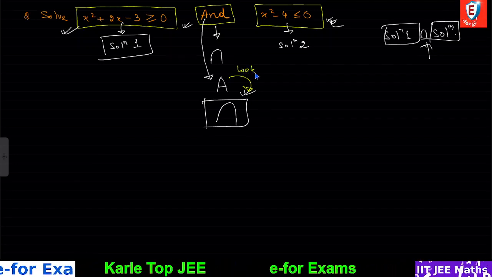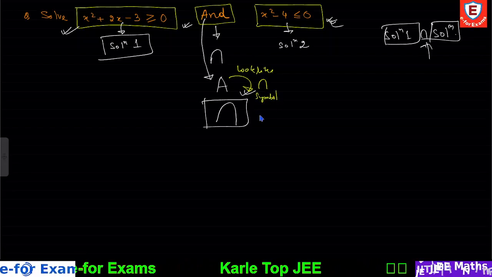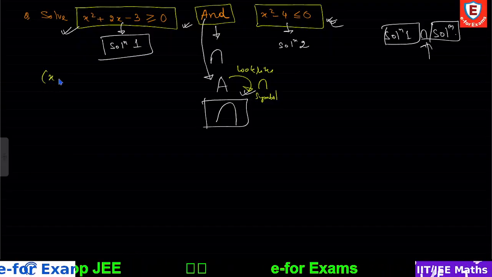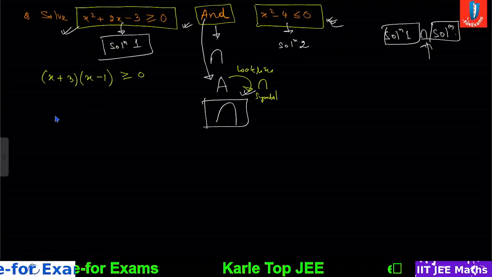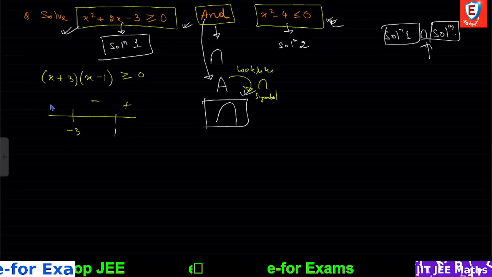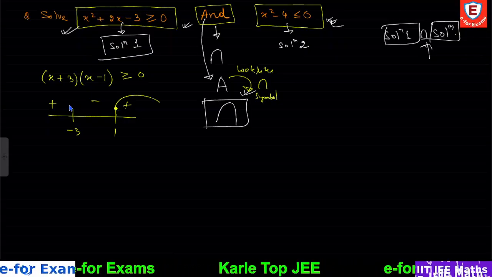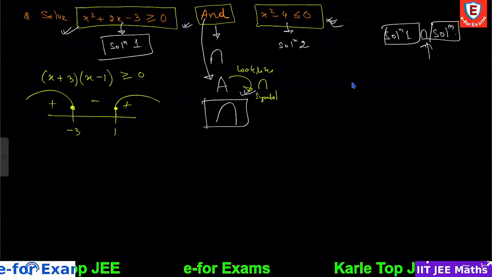The A looks like the intersection symbol. Remember. The first question is x square plus 2x minus 3. We can factorize it as x plus 3, x minus 1 greater than or equal to 0. From here we will get minus 3 and 1. Greater than 0 means plus, minus, plus. Equal to is there, so dark circle. This side and this side is the solution. This is solution 1.